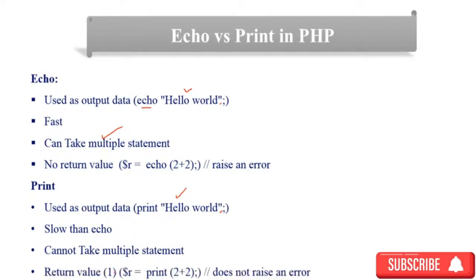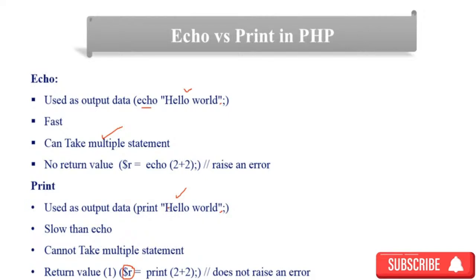It will return the value 1 when you print 2 plus 2 or any other arithmetic expression and assign that value to any variable, so it will get that value. In this case, this variable will store 4, but in the echo case it will not store 4 but raise an error because it did not return any value.